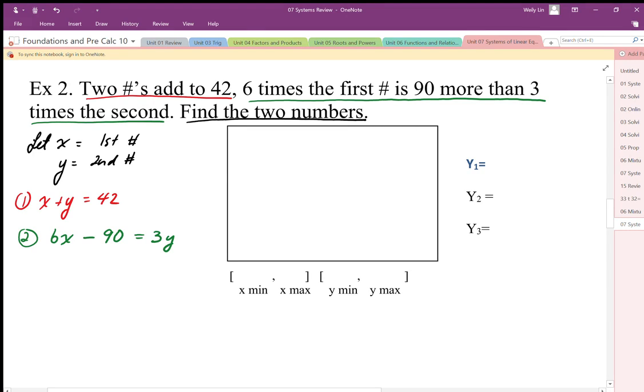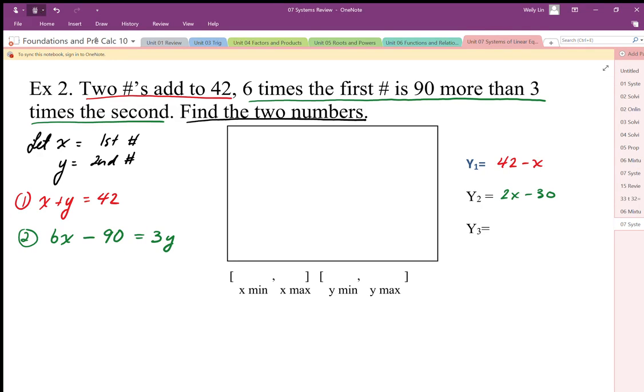So we can make this y equals and graph it like this, or in Desmos, you can just put it in as these equations. I'm just going to solve for y and put it in here. So equation 1, when I solve for y, becomes 42 minus x. I'm going to subtract x from both sides. In equation 2, I'm just going to divide both sides by 3, and I get y equals 2x minus 30.